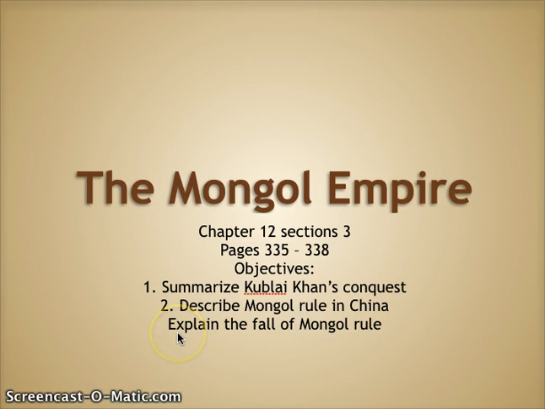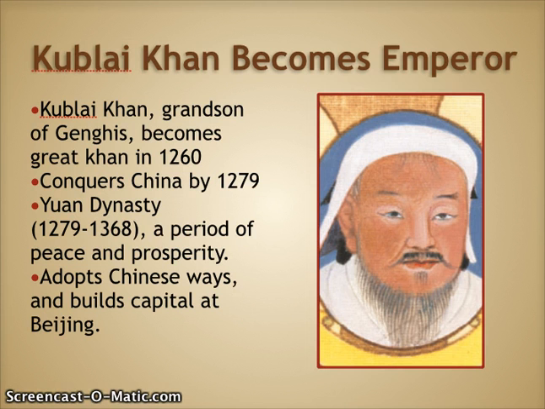And number three is we're going to explain how the Mongols end up falling. So we're going to have the end of this empire. It's sort of a short empire. Kublai Khan is the grandson of Genghis Khan. Now, we discussed Genghis Khan last week.